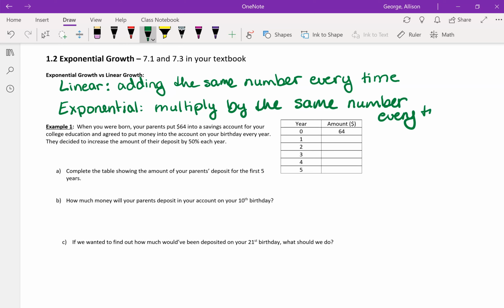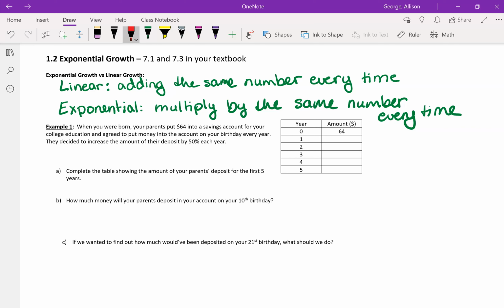All right, so before we jump into that, let's just kind of talk about what this looks like. So here's a basic example. Say when you were born, your parents put $64 into a savings account for your college education and agreed to put money into your account on your birthday every year. They decided to increase the amount of their deposit by 50% each year. Complete the table showing the amount of your parents' deposit for 5 years. How much will they deposit on your 10th birthday? And then if we wanted to find out how much would have been deposited on your 21st birthday, what should we do?